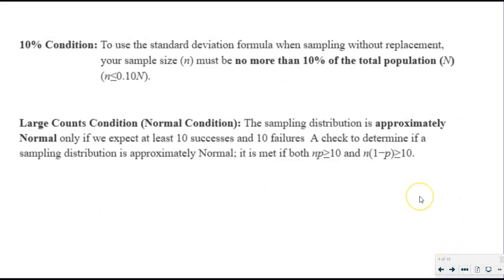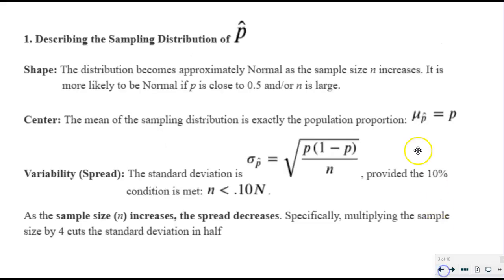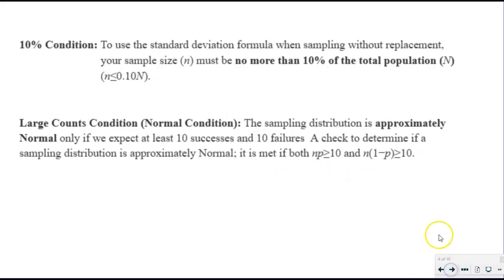Okay, so in this case, we're looking for two different conditions. The first one is the 10% condition, and we can use the standard deviation formula that we talked about, given that the 10% condition is true. What that means is that n must be no more than 10% of the total population that we're looking at. We'll look at an example with Reese's Pieces in the coming days that shows this.